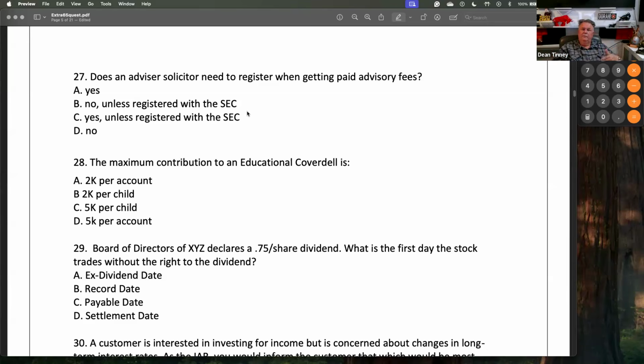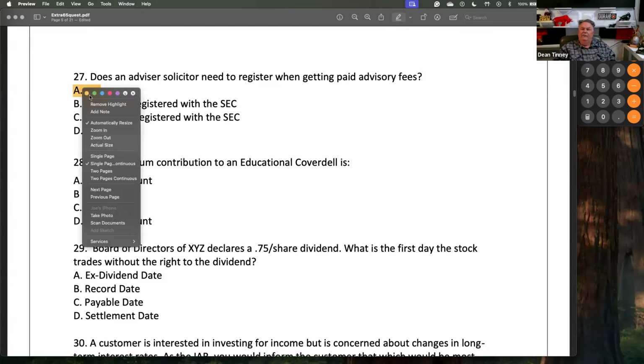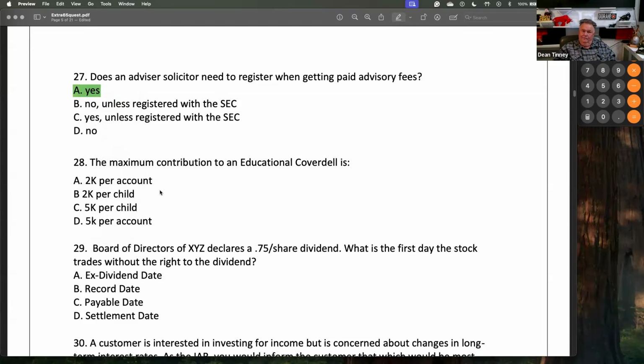I say, Joseph, you're going to pay them 2% of the assets under management. They're going to kick back to me every year 50 basis points of that. Every year, I'm going to get a continuing fee. So remember this now. This is the key pivot. If we collect fees, then we have to be registered as an investment advisor. If we're only going to get paid for the transaction, then the answer would be no. So the answer here is yes, because I'm getting paid advisory fees.